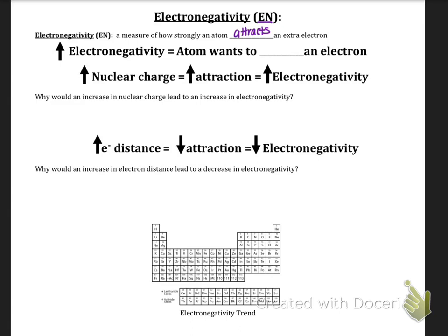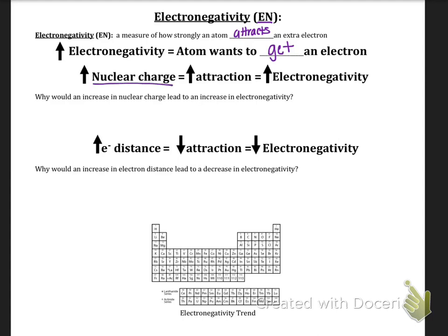What it's saying is that the higher the electronegativity, that means the atom wants to get with an electron. You can think of it as like this element really wants to get into a relationship with the electron. Like it really, really wants to be boyfriend and girlfriend with this electron. Okay, so let's recap what we learned last time.